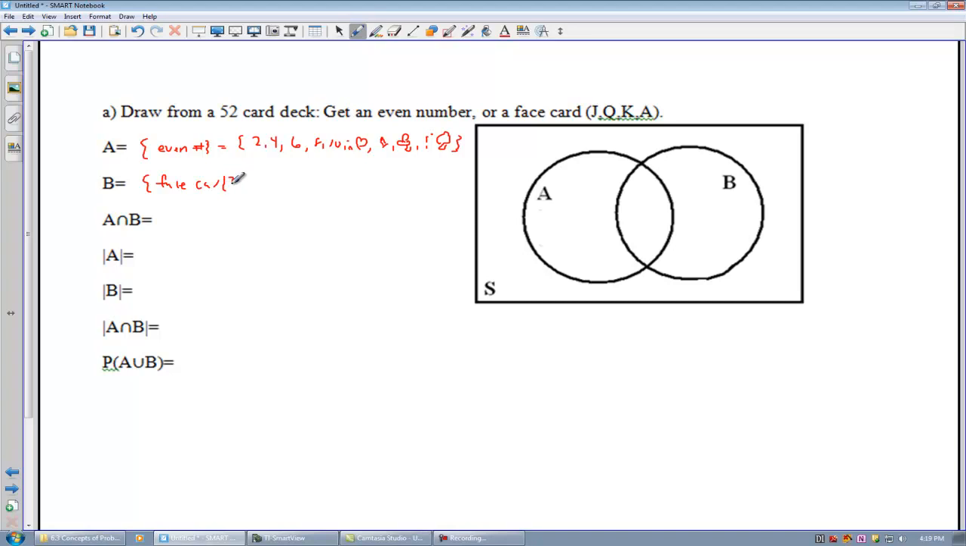And I could probably list these a little bit better. So let's think about how I could list these a little bit better. So this is equal to what? Let's rewrite that. I don't like the way that looks. So I have a face card. So face card. And that's equal to, okay, so what do we have? We have Jack, Queen, King, and Ace, right? And again, we have these in hearts, diamonds, clubs, and spades.